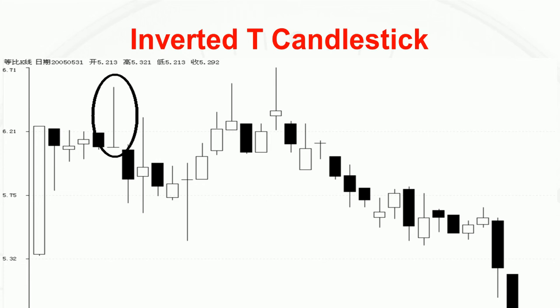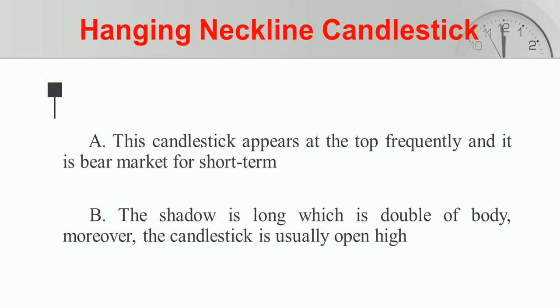If you see this candlestick appear, you should know the price will go down. Maybe you keep some stocks, but then suddenly the inverted T candlestick appears, you should know that next day you should sell first to avoid the risk. If you don't sell when the price touches this candlestick, you will suffer a great loss. Okay, so this is the inverted T candlestick.